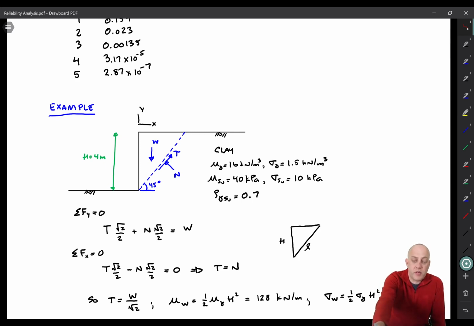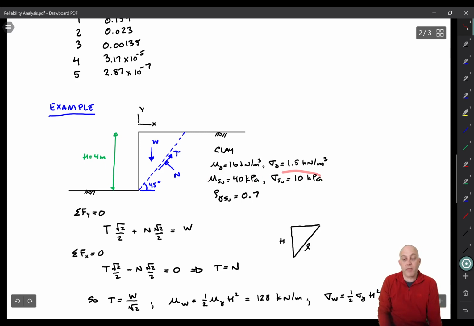And here I've set some properties. The mean value of the unit weight is 16 kilonewtons per meter cubed. The standard deviation of unit weight is 1.5 kilonewtons per meter cubed. And then the mean undrained strength is 40 kPa and the standard deviation is 10 kPa. So more uncertainty in undrained strength here than in unit weight, which is common. A common way of quantifying this is the coefficient of variation, which would be the standard deviation divided by the mean for each parameter. So 1.5 over 16 is smaller than 10 over 40. The coefficient of variation for undrained strength would be 0.25, 1/4, which is kind of in the range of reasonableness.